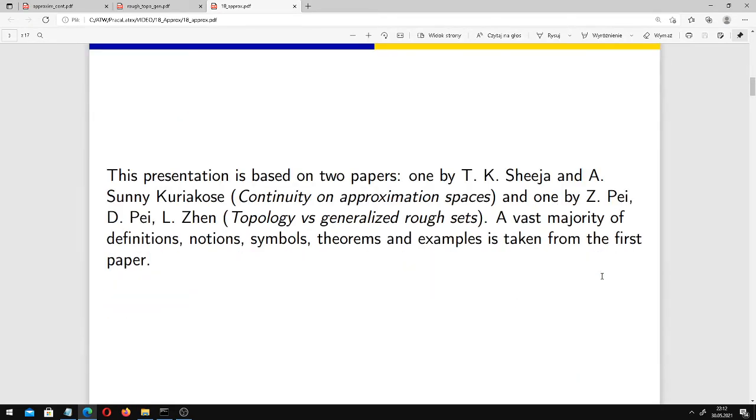Now, this presentation is based on two papers. One is by Sheeja and Kuriakose, Continuity on Approximation Spaces. And one is by Pei and Zhen, Topology versus Generalized Rough Sets. A vast majority of definitions, notions, symbols, theorems, and examples is taken from the first paper, even if some of them, or maybe even many of them, have been proved earlier in this paper or in other papers which are not in our bibliography at the end of this presentation.